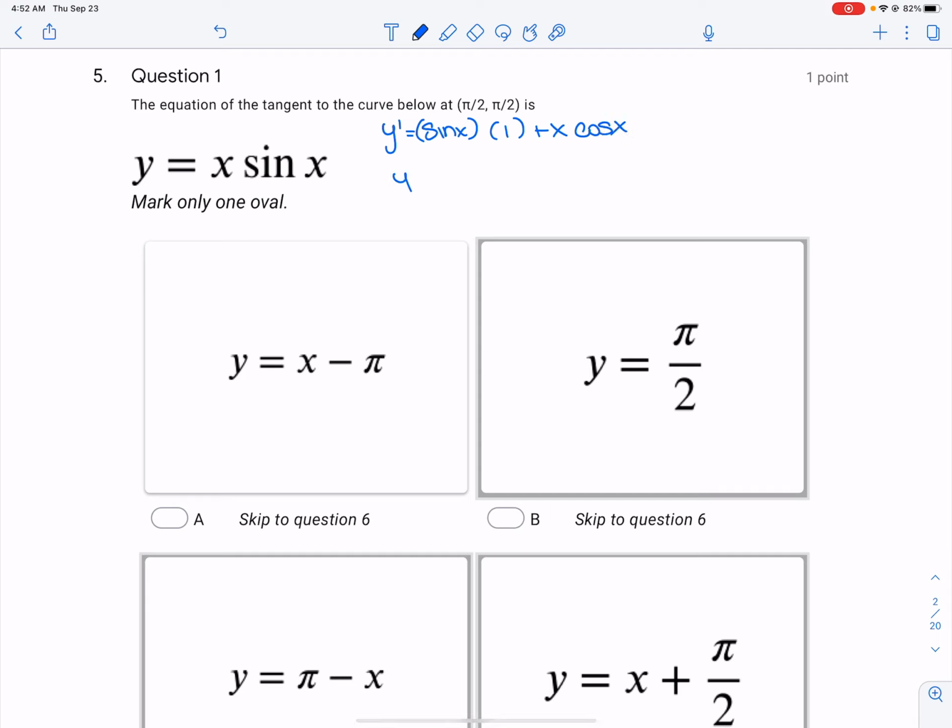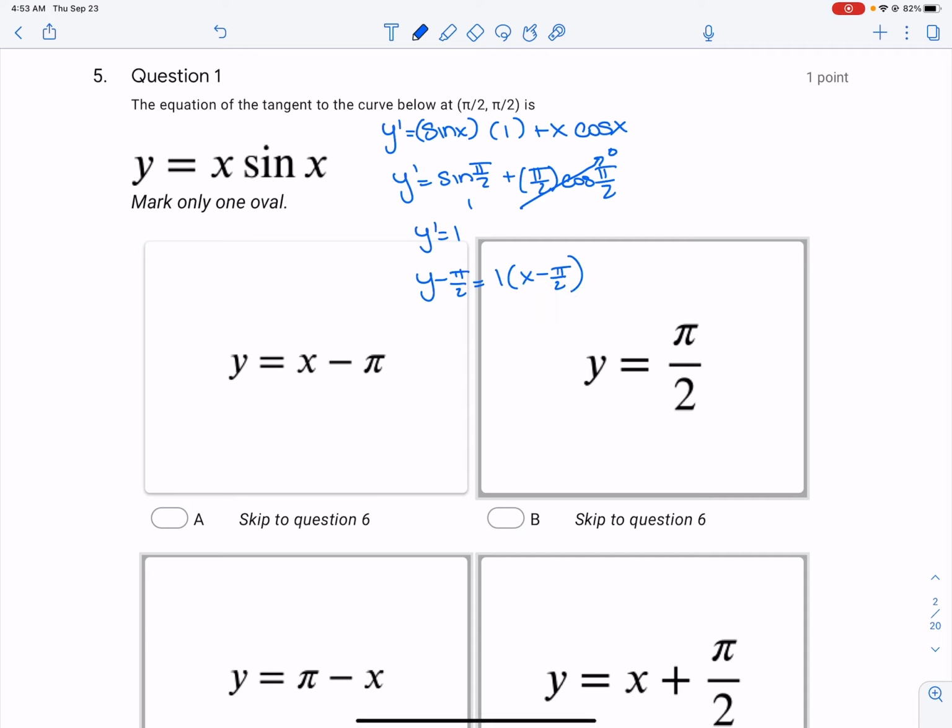And then I am plugging in pi over 2. So then I have the sine of pi over 2 plus x, which is pi over 2, times the cosine of pi over 2. Cosine of pi over 2 is 0, so this whole entire thing is 0. Sine of pi over 2 is 1, so then y prime is equal to 1.